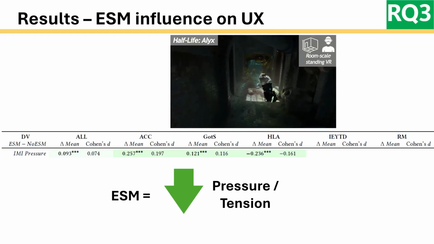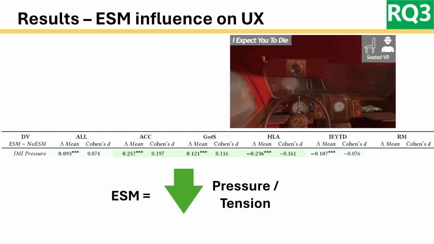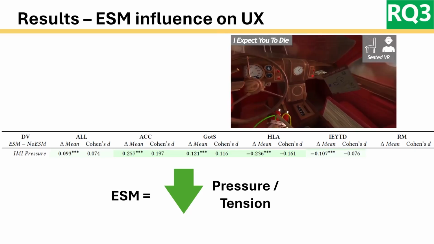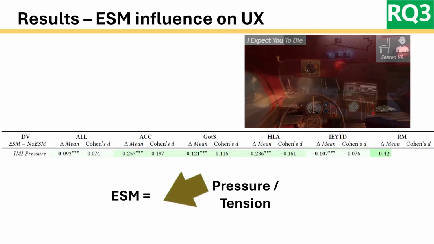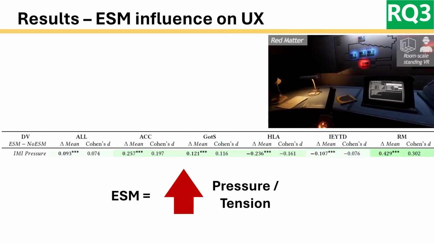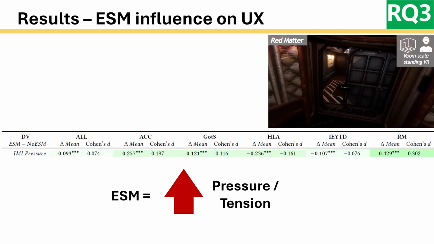We see the complete inverse effect. And likewise for I Expect You to Die, with intense life or death puzzles, the pressure also goes down as well. And then for Red Matter, a sort of open exploration narrative game, using ESM results once again in an increase in pressure. So what's going on here?